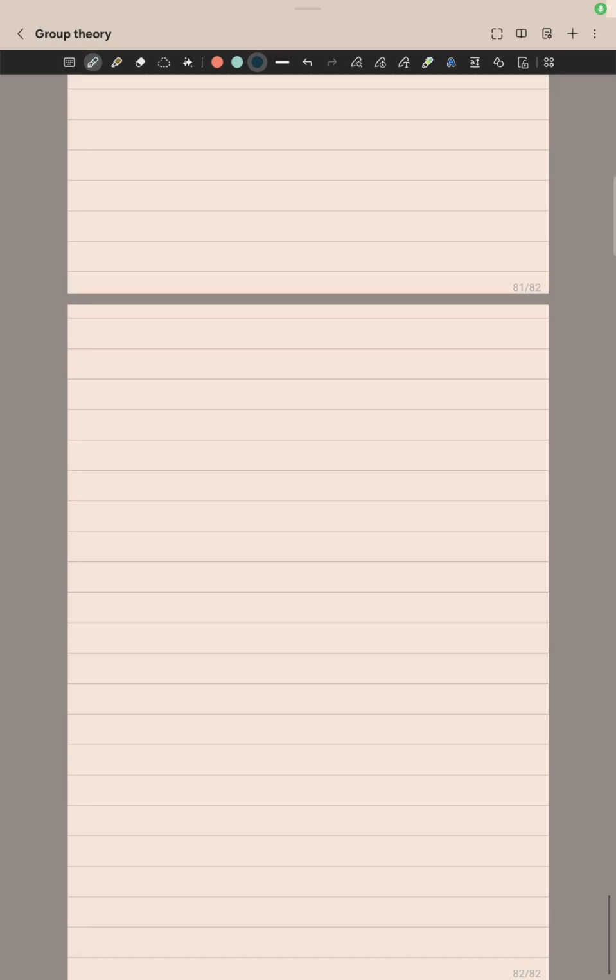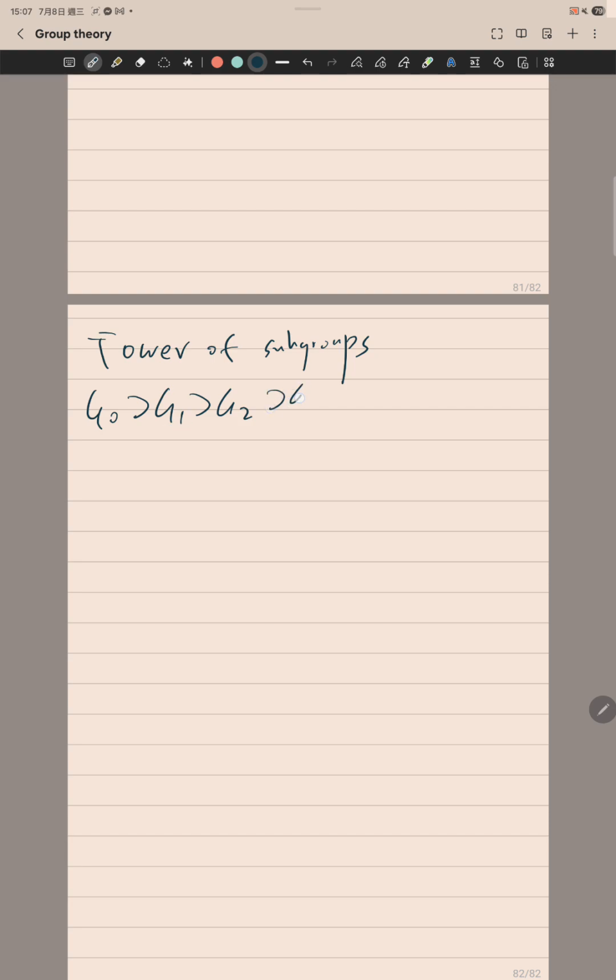So welcome guys. Now we can do the tower of normal subgroups, or tower of subgroups. The definition is very simple. You start with some G0 and you have a tower of subgroups G1, G2, G3, up to Gn. This is called a tower of subgroups.